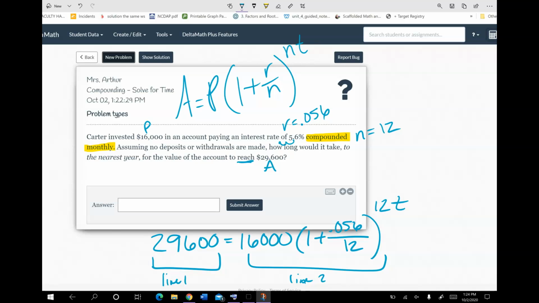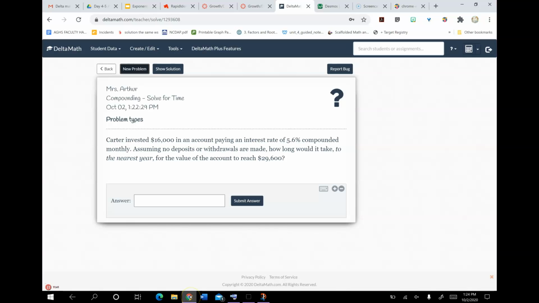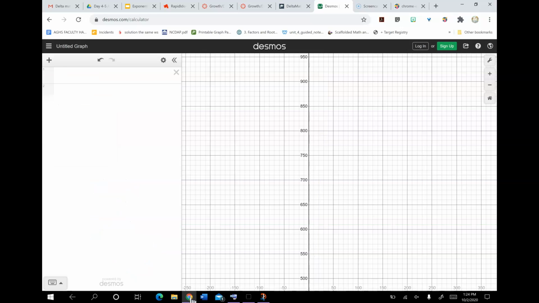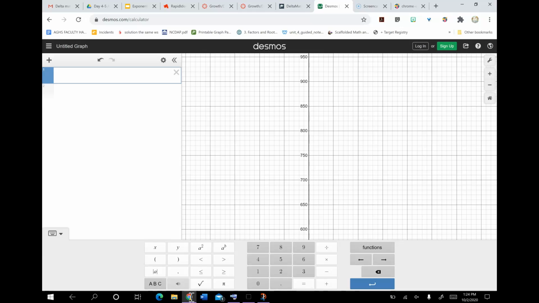Okay? All right, so let's pull up Desmos. We're going to trash, exit, exit, exit. All right, so left-hand side, line 1. So it's going to be Y equals 29,600. Line 2 is going to be the right-hand side, which was the 16,000 times 1 plus 0.056 divided by your N, raised to your 12, and we can't use T, so we're going to use X.